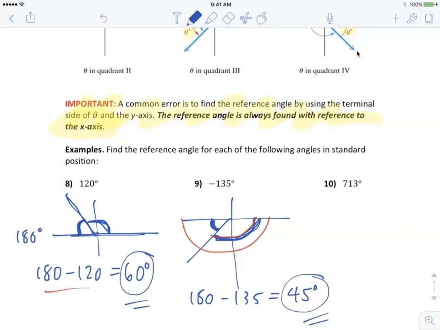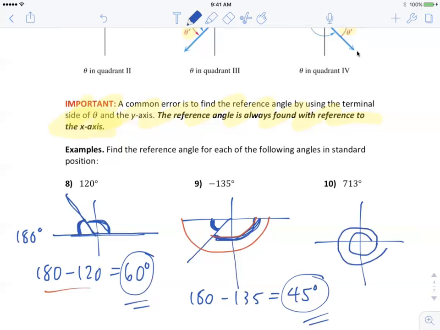Oof, 713. That's some rotation there. So you might want to get your calculator out for that one and subtract off 360. 713 minus 360 is a 353, right? So 360 is, we'll do it once around, right? And now I got to go 353.